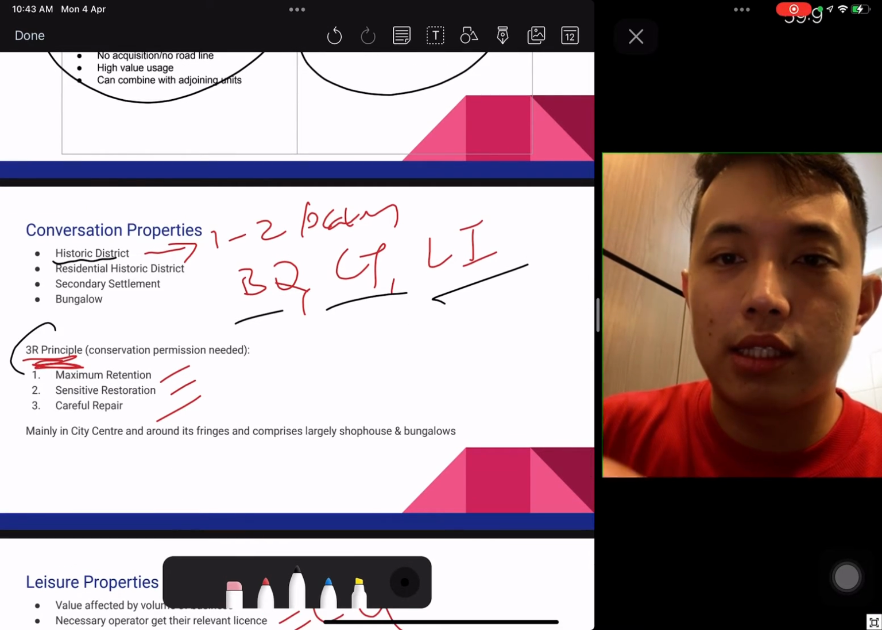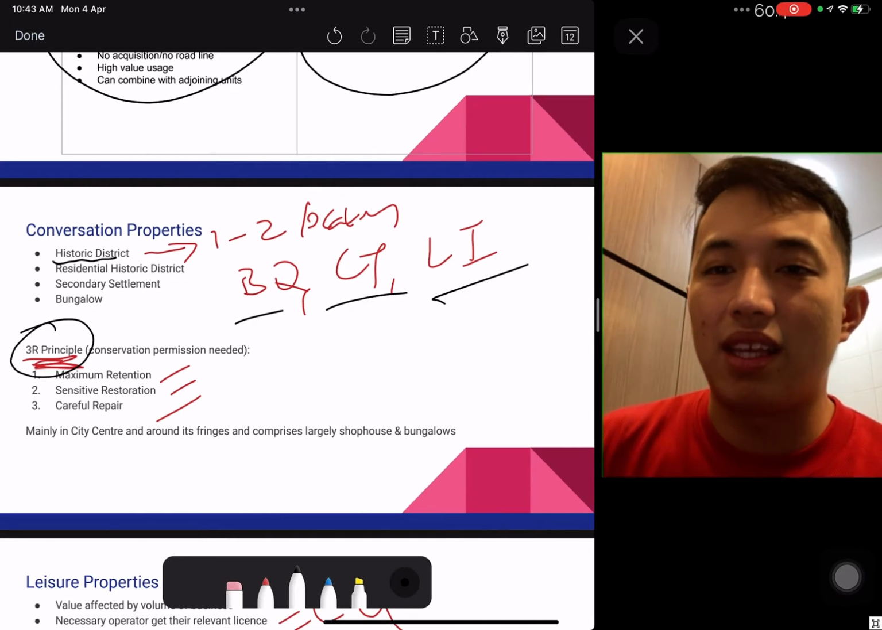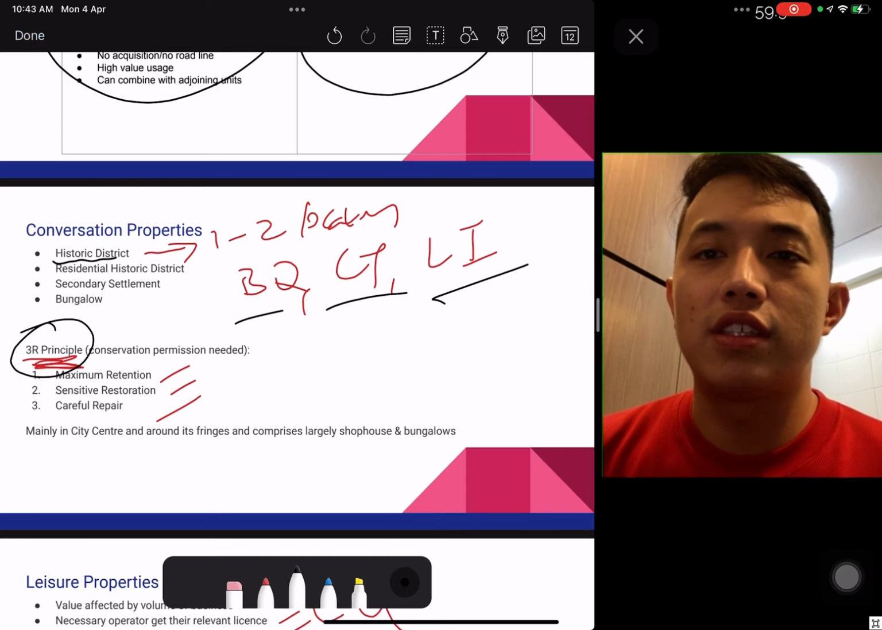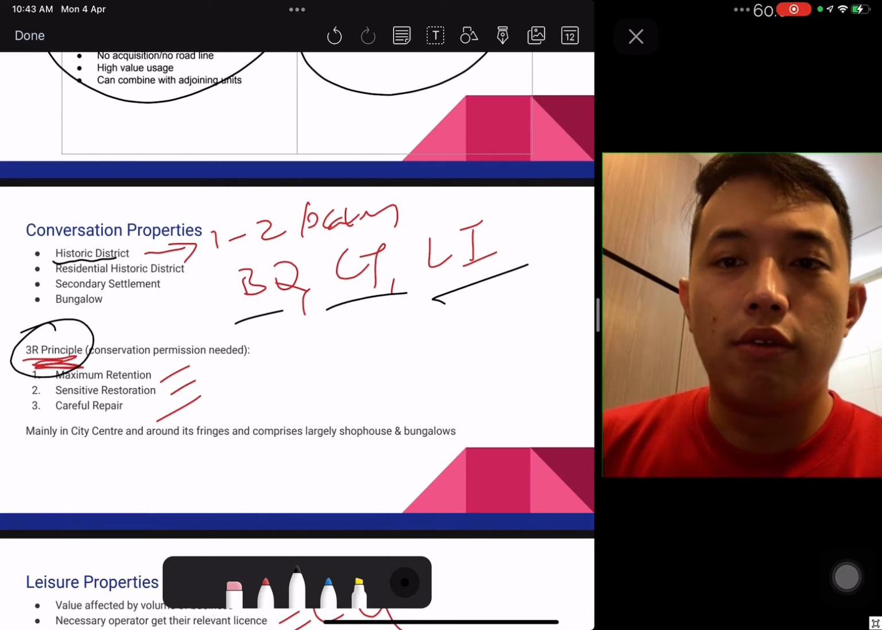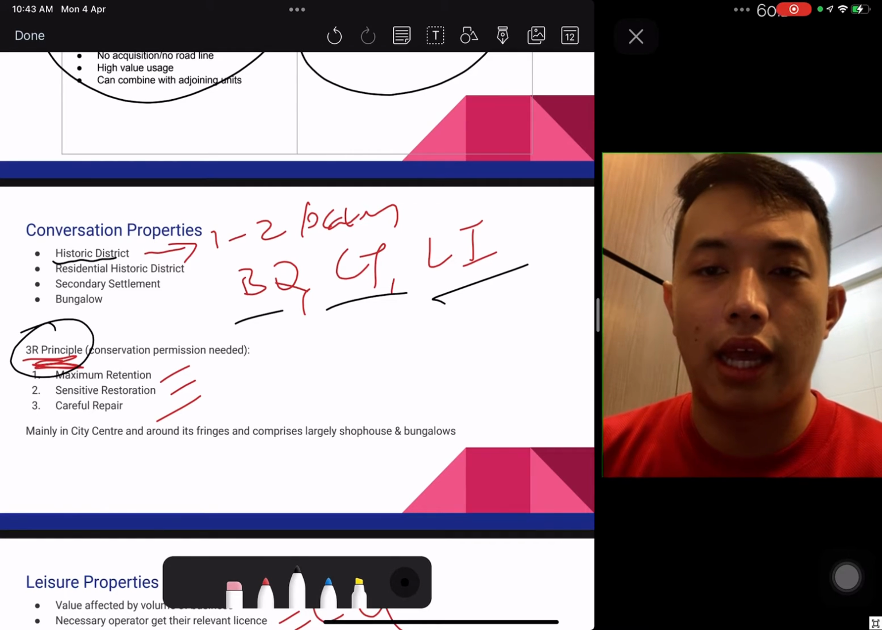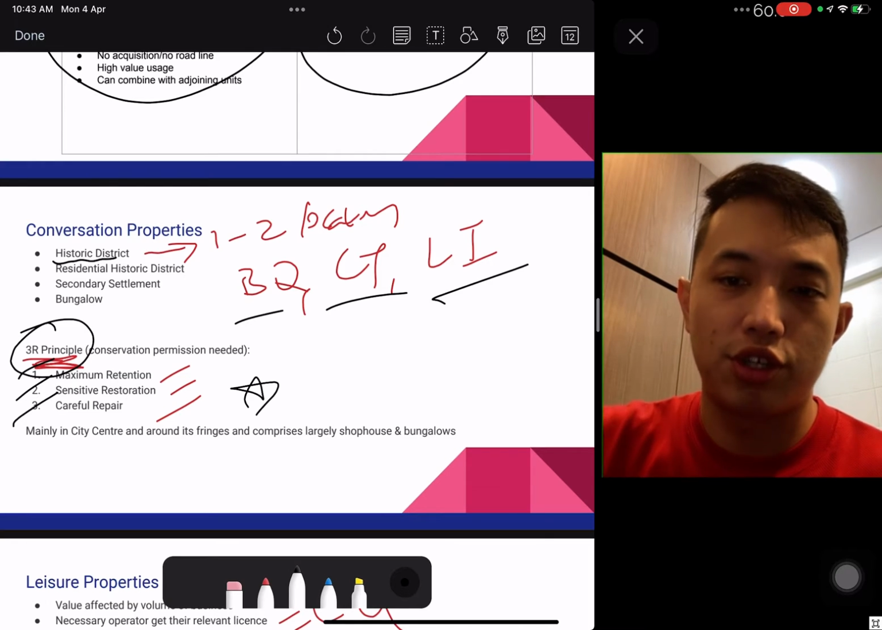So the 3 Rs have been tested over and over again when you want to do renovation or maintenance works on a conservation property. Take note of the 3 Rs, which are maximum retention, sensitive restoration, and careful repair. These 3 will be tested for sure. I'm pretty sure of that.